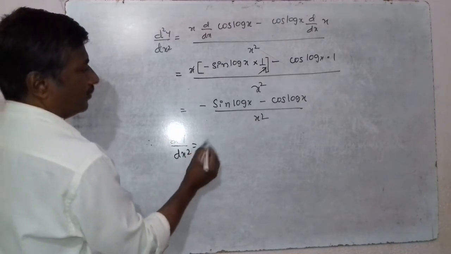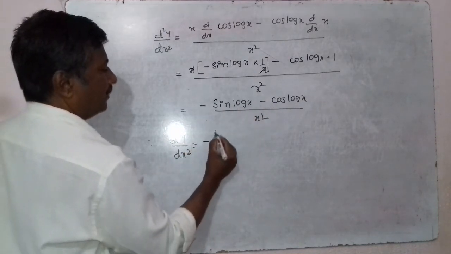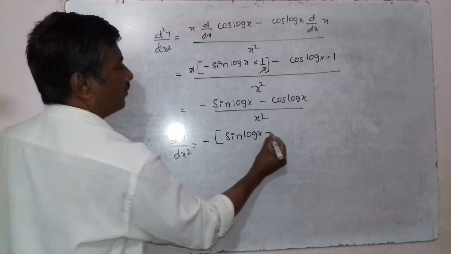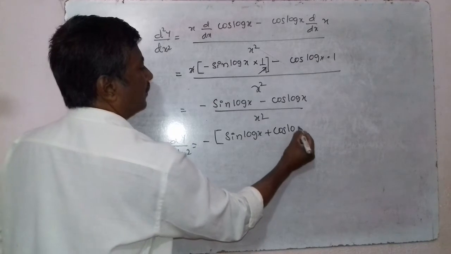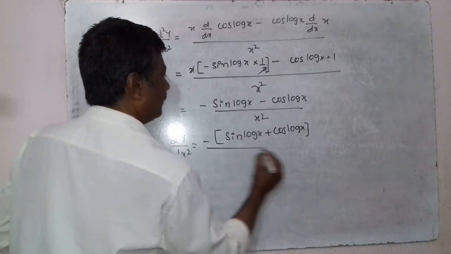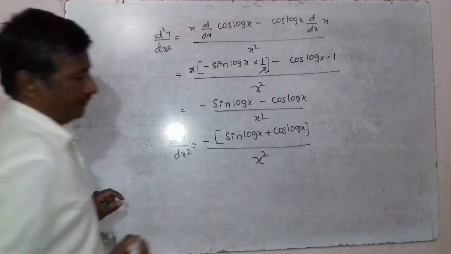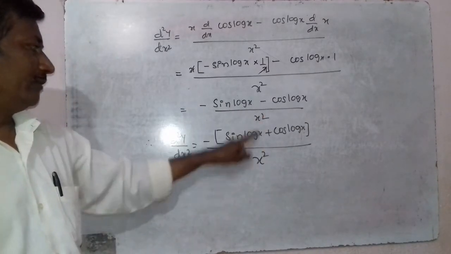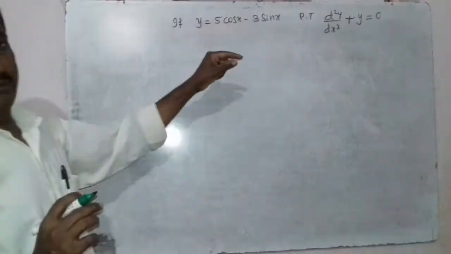Therefore d square y by dx square equals, take the minus sign common, sine log x plus cos log x, this divided by x square. So take the minus sign, this becomes plus, divided by x square.